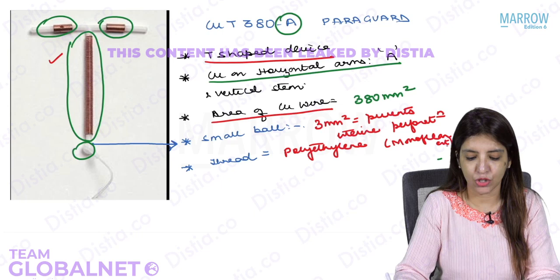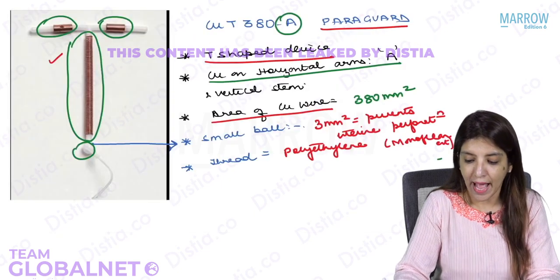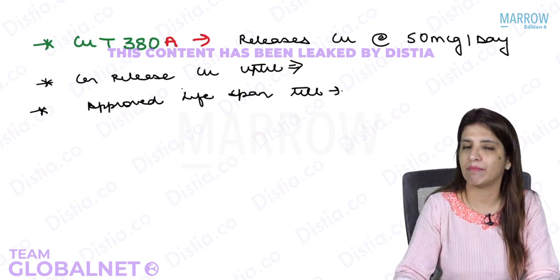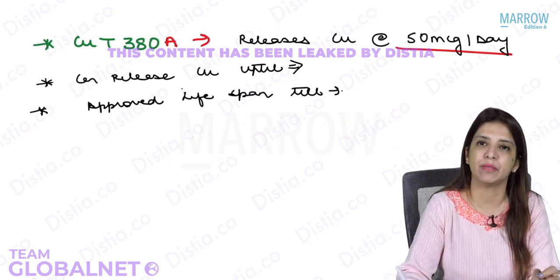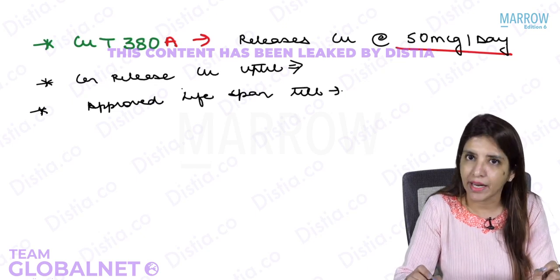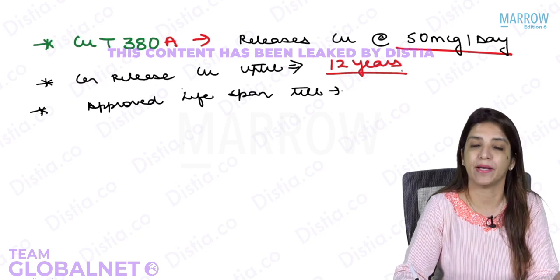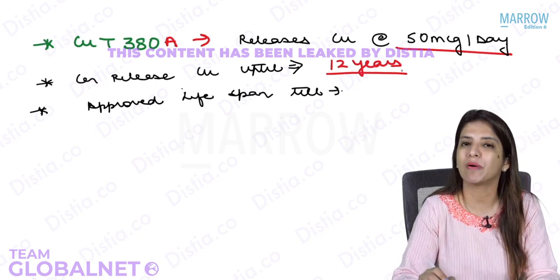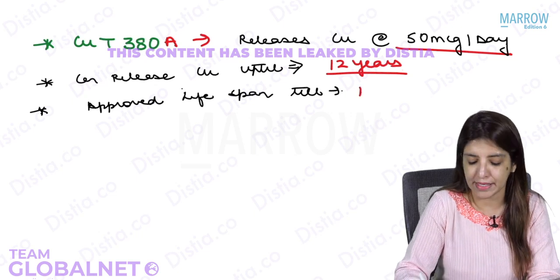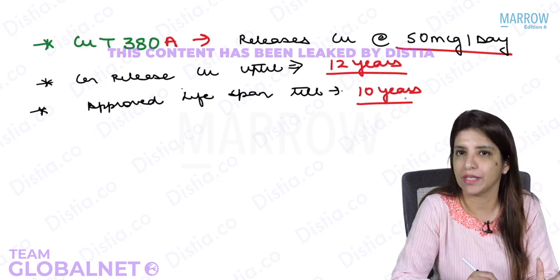Now, this copper T 380A is also called Paragard, right? And it is included in our National Family Planning Program. It releases 50 micrograms of copper per day, and it can release copper up till 12 years. Please be very careful over here. Copper can be released by Paragard till 12 years, but its approved lifespan is 10 years, right? Although it can release copper up till 12 years.